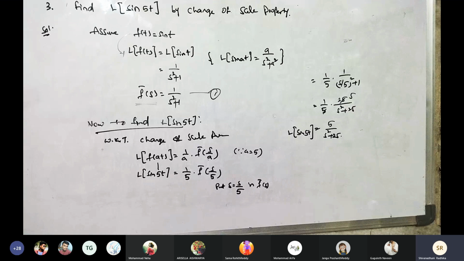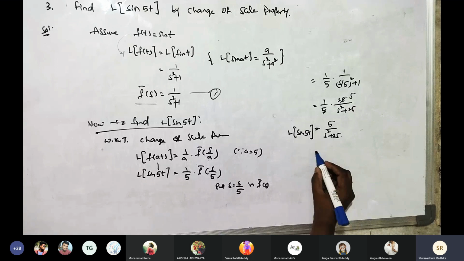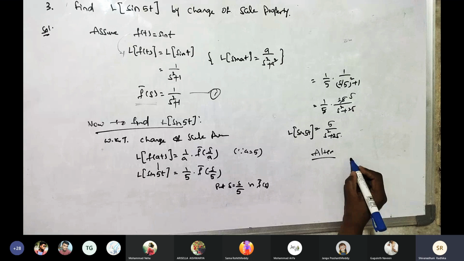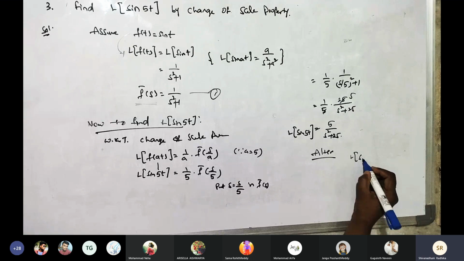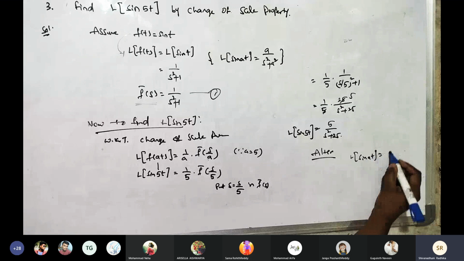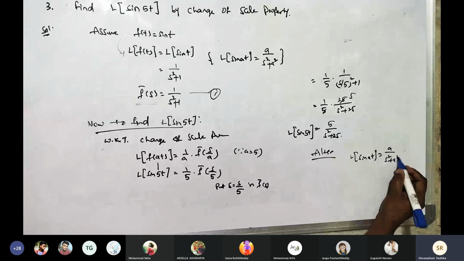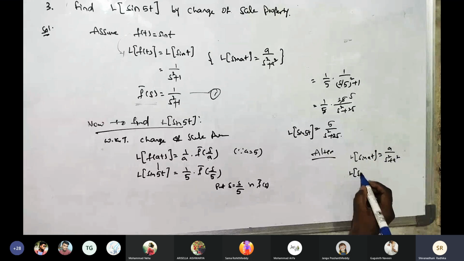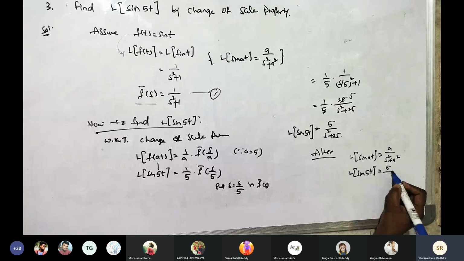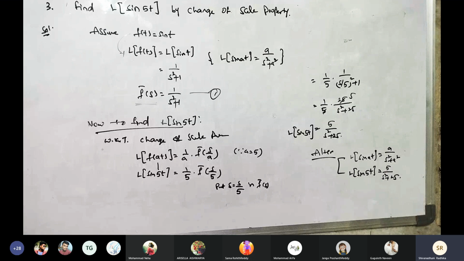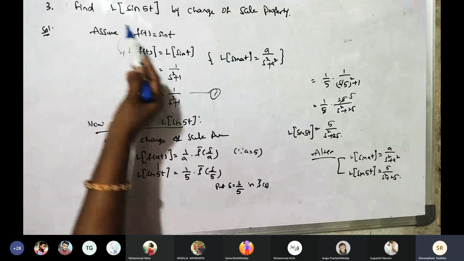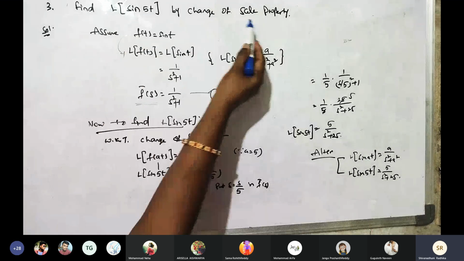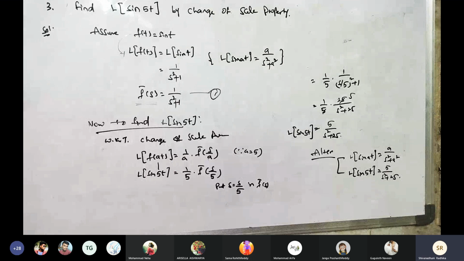Alternate method. What is given? L of sin at equals a by s square plus a square. Simply, L of sin 5t equals, in the place of a we have 5, so s square plus 5 square, that is 25. This is direct, by using the basic formula. Same, we are finding L of sin 5t by using the scale property. This much procedure is there. By using the basic formulas, we are getting all these problems' solutions.